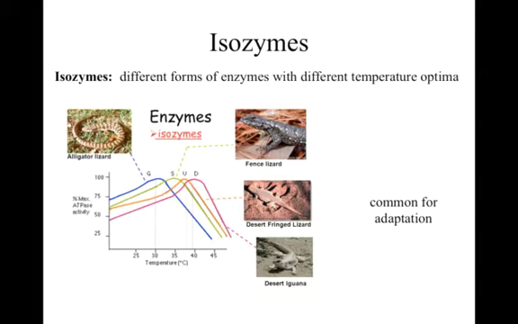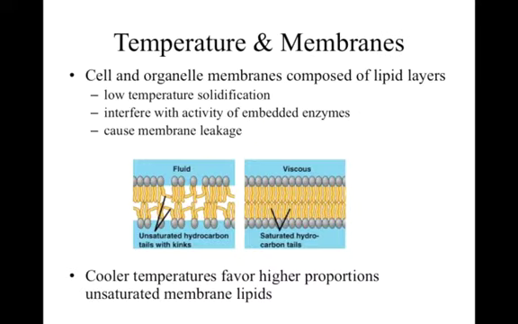depending on the species. And again, that is based on where those species are found. The alligator lizard is found in somewhat colder environments than the desert iguana. All right.